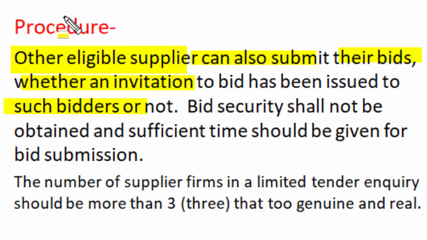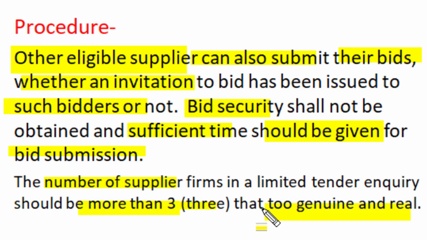Now in this limited tender procurement process, there is no earnest money or bid security amount, and usually a sufficient time of at least 2 weeks should be given to all suppliers for bid submission. Now in the limited tender procurement process, the minimum required number of supplier firms must be more than or equal to 3, and those 3 firms should be genuine and real. There should not be any fictitious firm bidding in this limited tender process, and that should be checked by the procurement entity only.